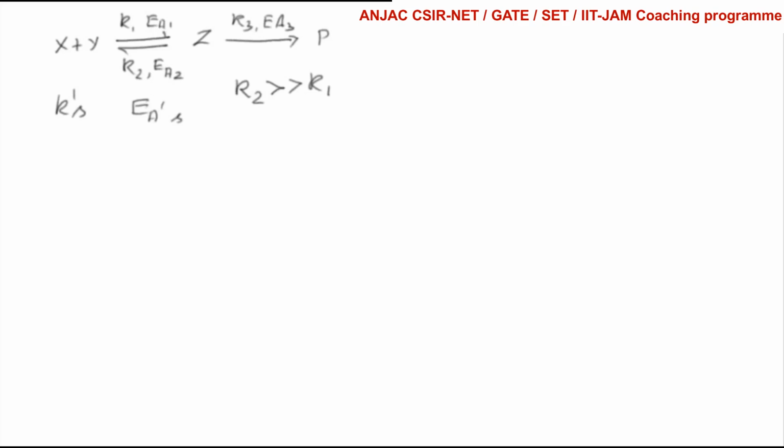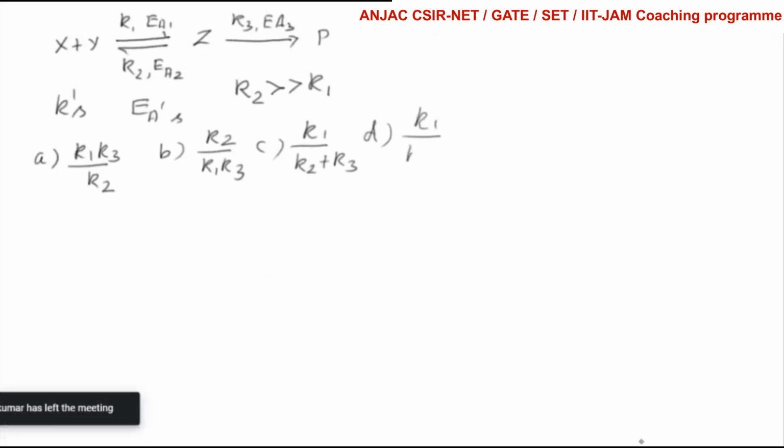Two questions. First question: the overall rate constant for the formation of P can be expressed as option A, K1 K3 by K2; B, K2 by K1 K3; C, K1 by K2 plus K3; D, K1 by K2 minus K3. This is the first question asked.